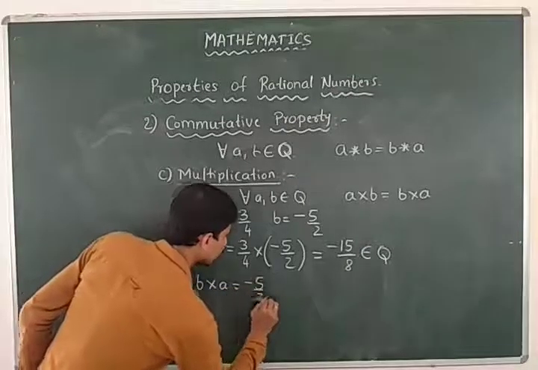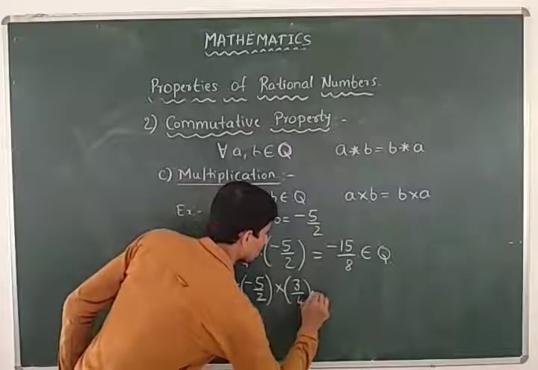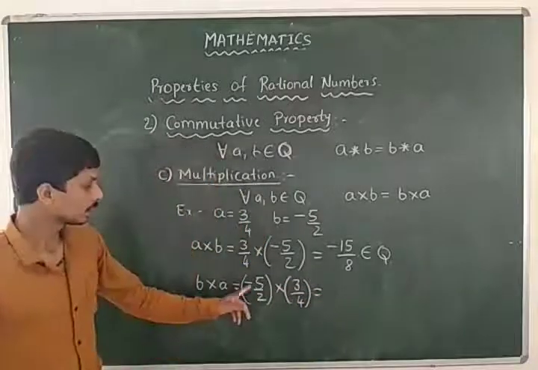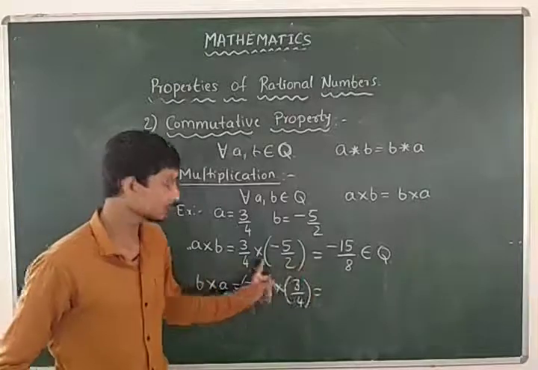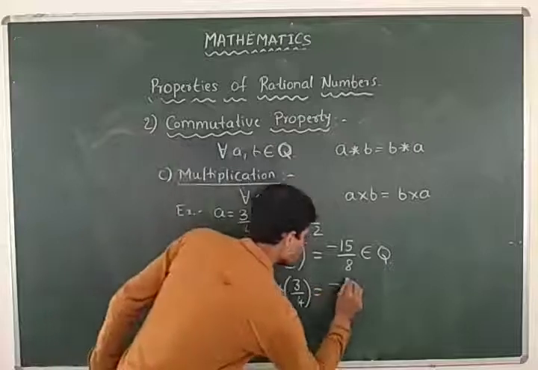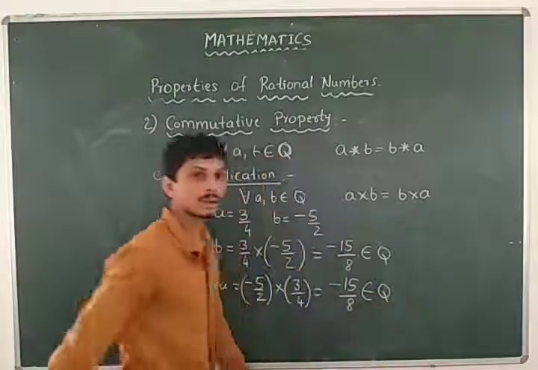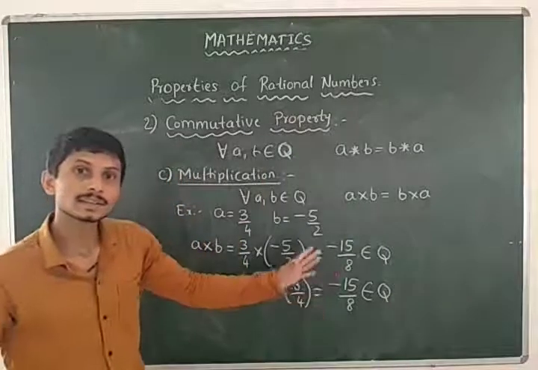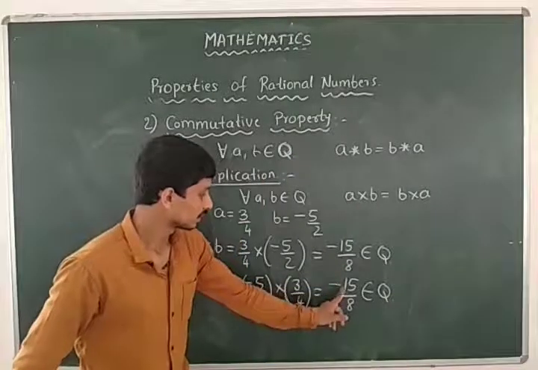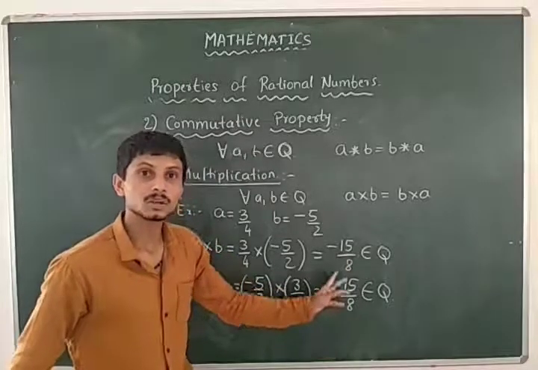Minus 5 by 2 into 3 by 4. So here also we have to multiply numerator into numerator and denominator into denominator. So minus 15 by 8. That means it also belongs to the rational number set. It is in the form of p by q, where p and q are integers and q is not equal to 0.